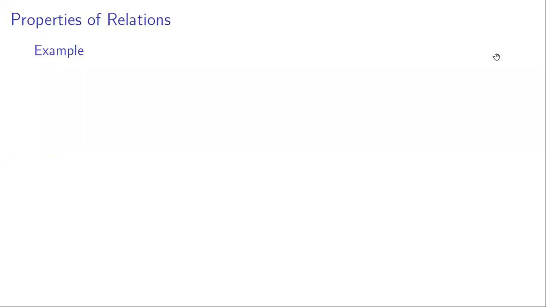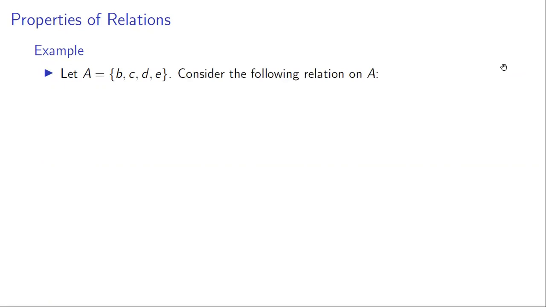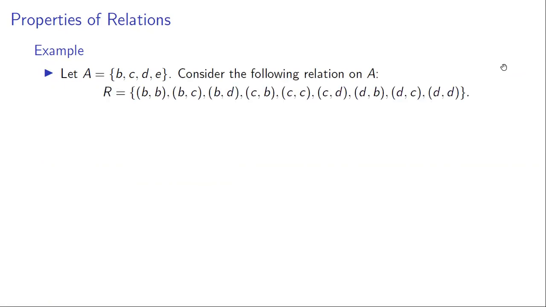More examples. Let's say we have a set A equal to {B, C, D, E}. Consider the following relation on A. Call it R, and it has the following pairs. All right, so that's R. It has a bunch of ordered pairs. Now, let's ask, is R reflexive?